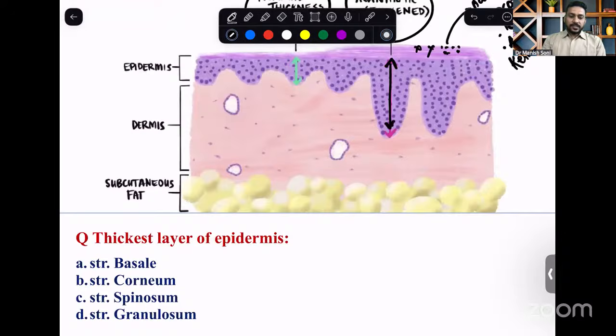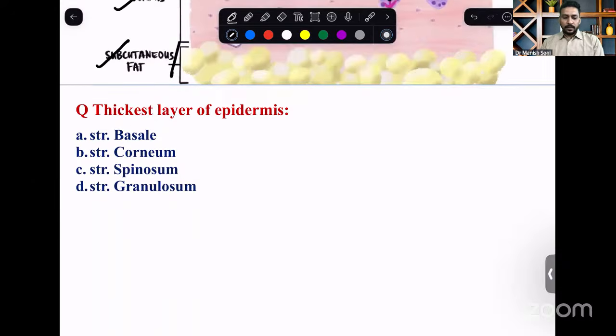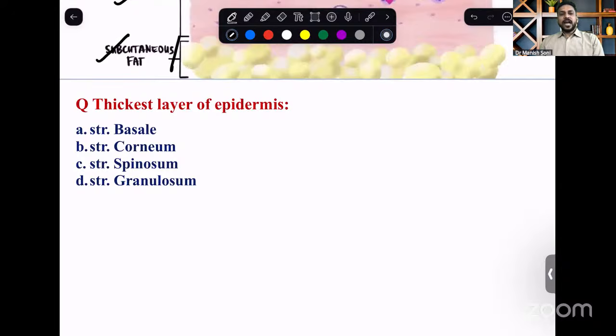These are the layers of skin like epidermis, dermis, subcutaneous layer, which is also known as hypodermis or panniculus. And in between epidermis and dermis is the basement membrane zone or dermoepidermal junction. Now, do you know that among these various layers of epidermis, which one is the thickest layer? The thickest layer is stratum spinosum.